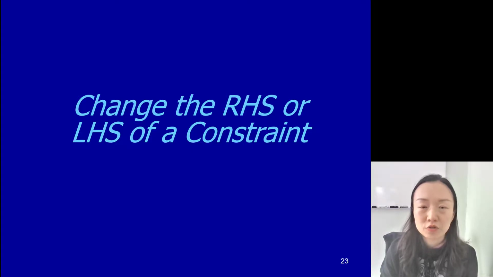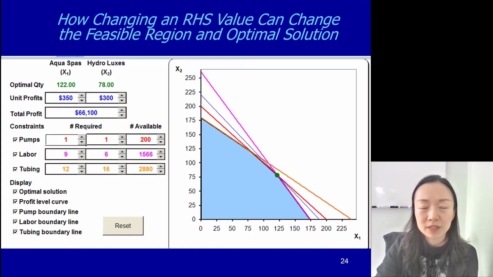In this video, we're going to continue talking about the sensitivity analysis and look at how changes to the right-hand side or the left-hand side of a constraint impact our model solution and the objective function value. If we think about it graphically again, the constraints of an LP model define the feasible region of that model. In this picture, this blue area represents the feasible region defined by three constraints.